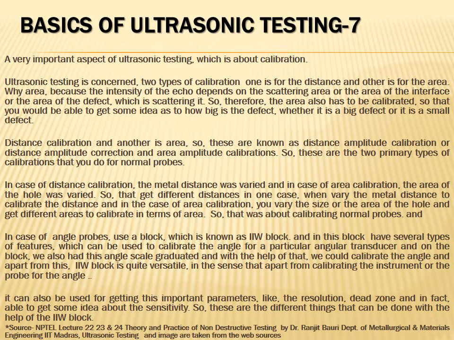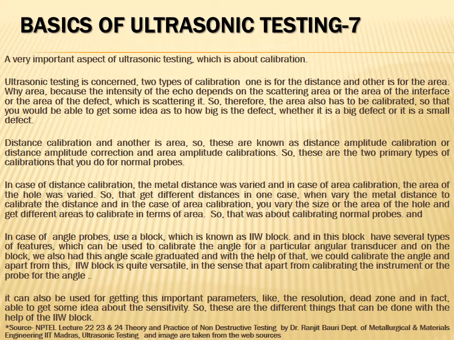A very important aspect of ultrasonic testing is calibration, which is most important for any testing. The equipment, the component we are using for testing, should be calibrated. Otherwise, when we go for testing, a number of errors are generated in the result. So in ultrasonic testing, two types of calibration we mostly use when we talk about the normal probe. One is the distance, and another one is the area.